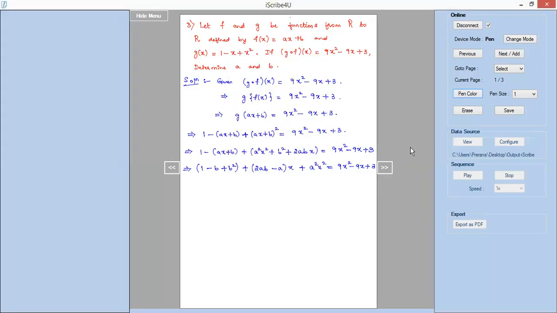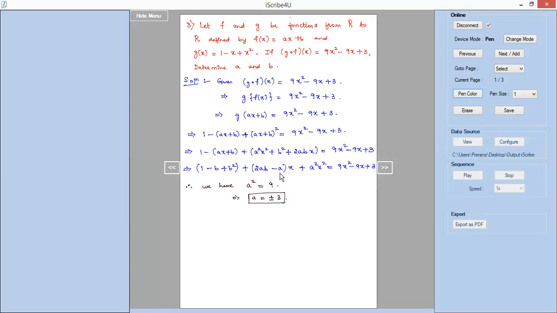I'll take first the coefficient of the highest degree term on both sides. Equating the coefficient of x square on both sides, we obtain a square is equal to 9. So solving this, a is equal to plus or minus 3. We have obtained a values as plus 3 and minus 3.